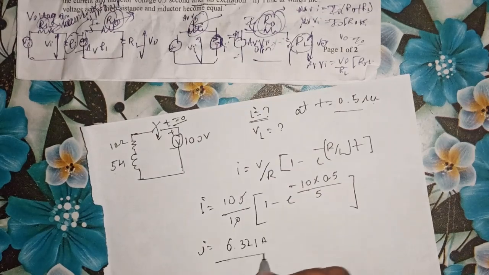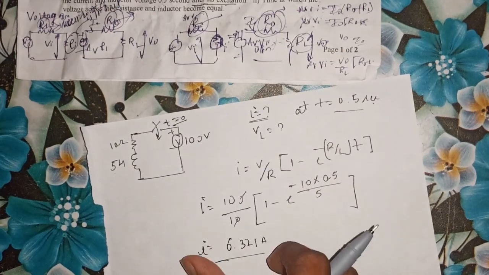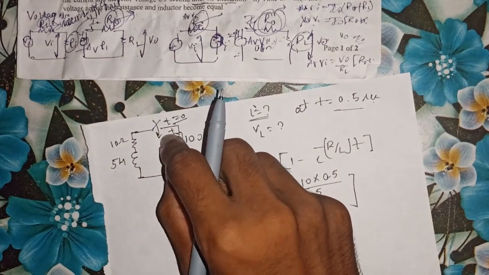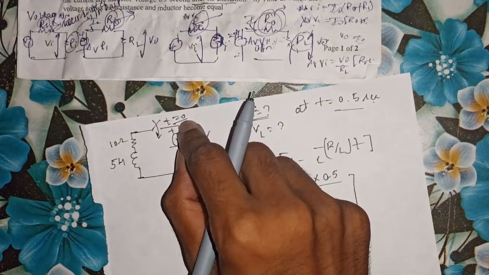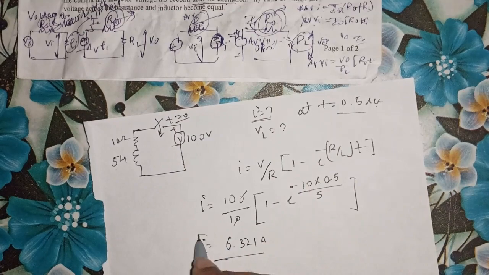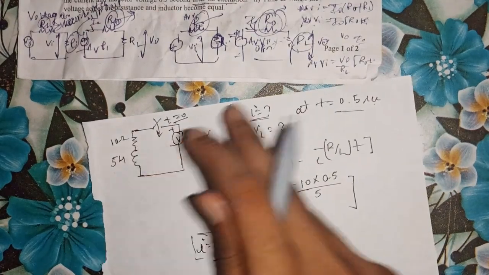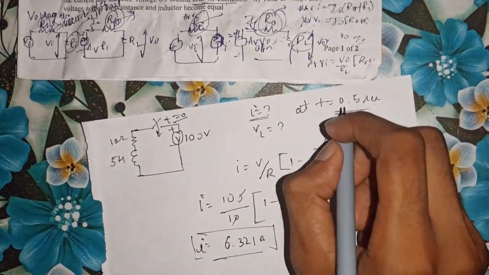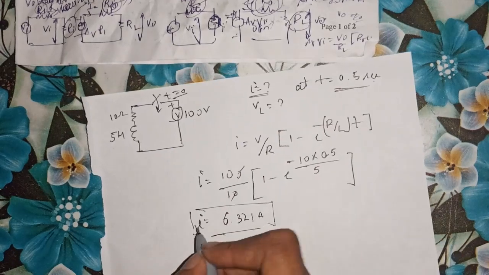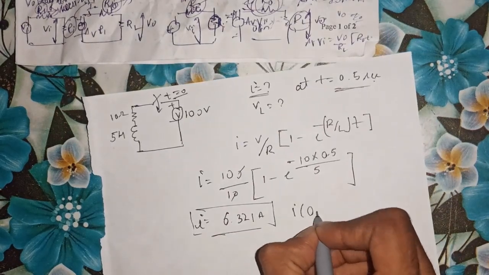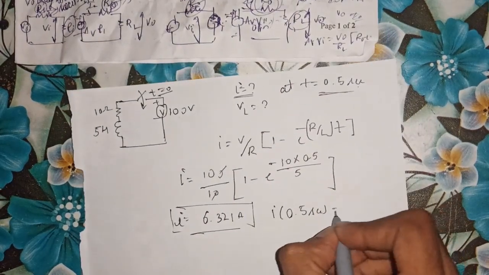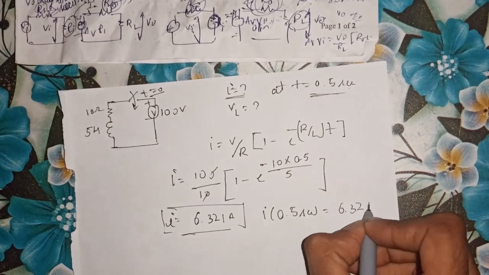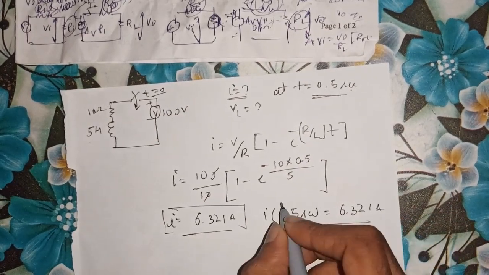So upon calculation, you get the whole answer as 6.321 ampere. So this is the current which is flowing in the circuit after the switch has been closed, which is at time t is equal to 0. So this is the current flowing through the circuit after the switch had been closed, that is at 0.5 seconds, the current flowing in the circuit is 6.321 amps.